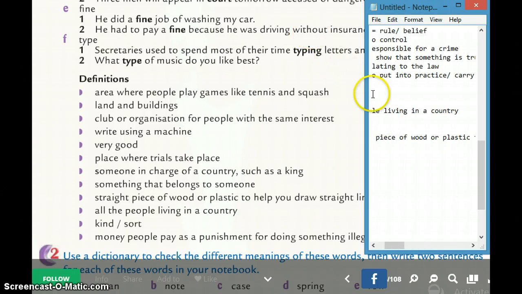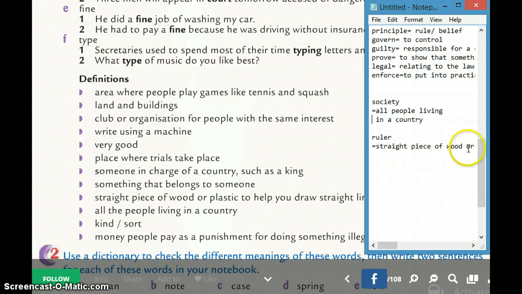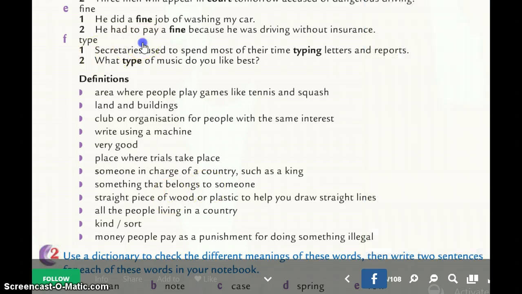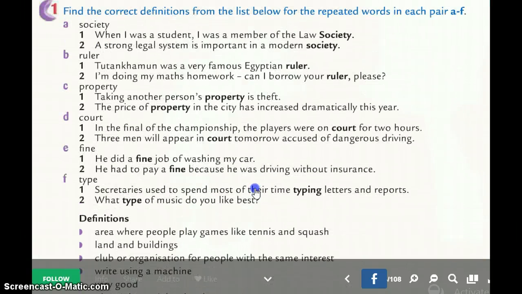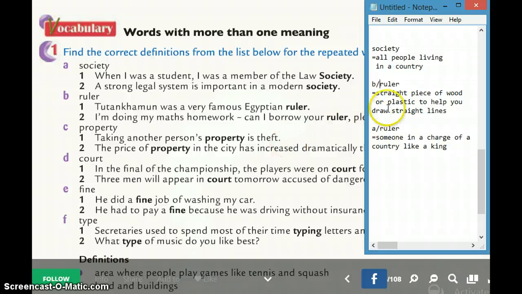Okay, now I would put this one here and just say, alright, now another meaning would be a king, someone in charge of a country such as a king. That's the second meaning. Charge of a country like a king. So this is ruler A and this is ruler B. Now let's go to, oh, sorry, I mean this is B2 and this is B1.